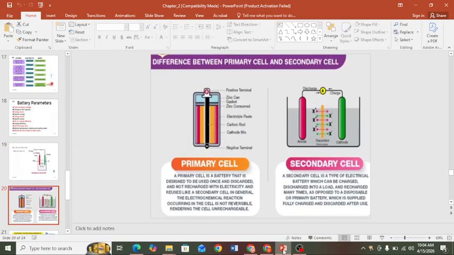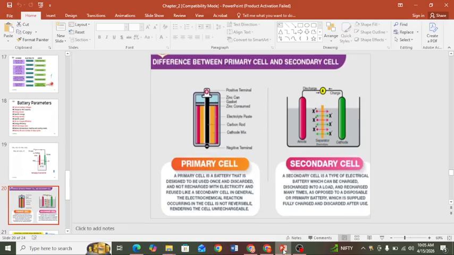So when we differentiate between the primary cell and the secondary cell, the primary cell is designed to be used once and discarded, and not recharged with electricity and reused like a secondary cell. The electrochemical reaction occurring in the cell is not reversible, rendering the cell unrechargeable.